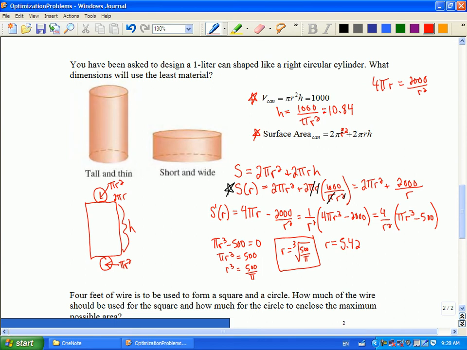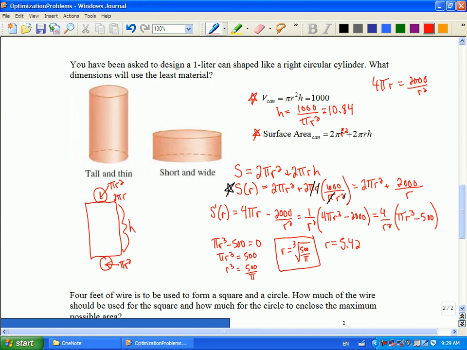Would you drink out of that can? How could you picture it? Could you explain to someone? Look at those proportions. What could you say? The radius is what to the height?